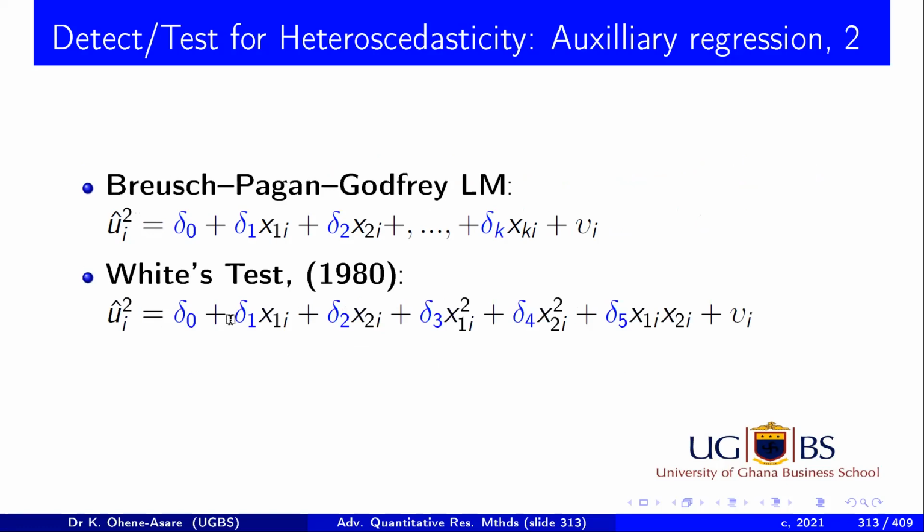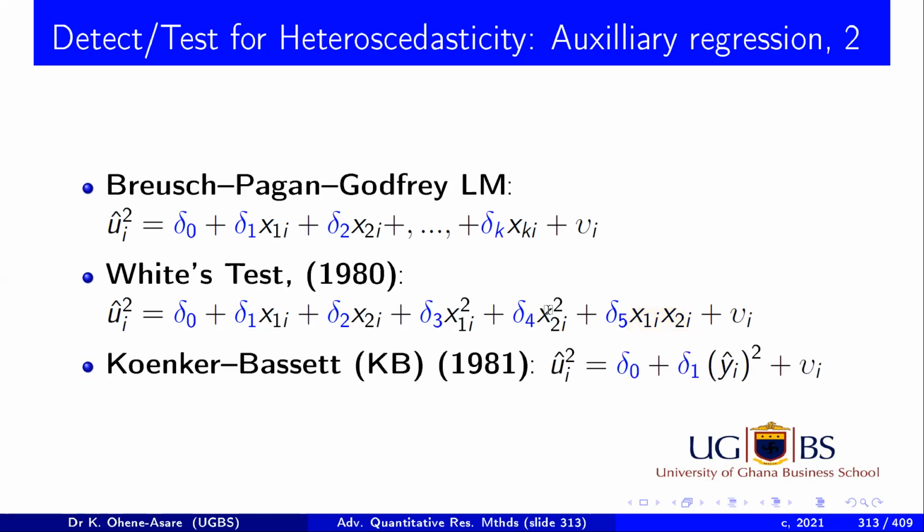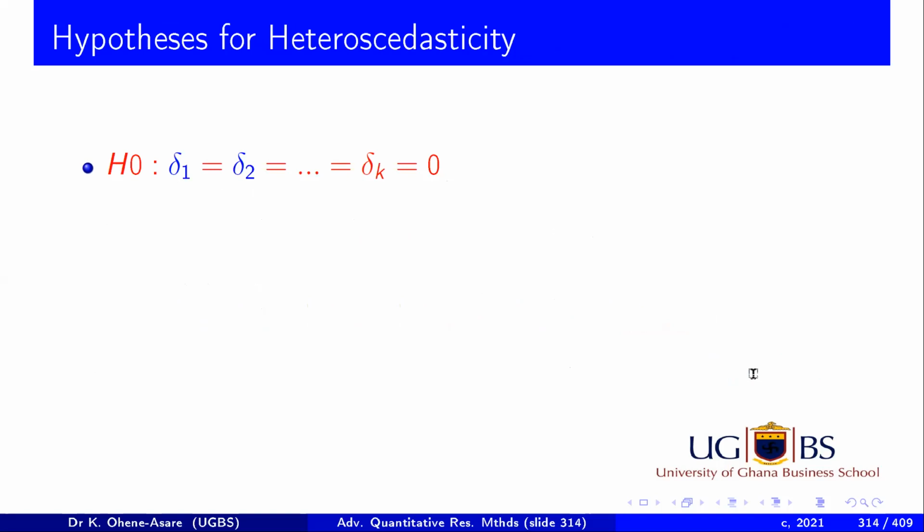The White test, you take the square of the residuals and regress that on the independent variables, a square of some of the independent variables, and the interaction of some of the independent variables. This one has gained popularity, the White test, so you're taking care of all things to address the heteroscedasticity. And then the KB test, you take the square of the residuals, then you regress that on the dependent variable square. So what is the hypothesis?